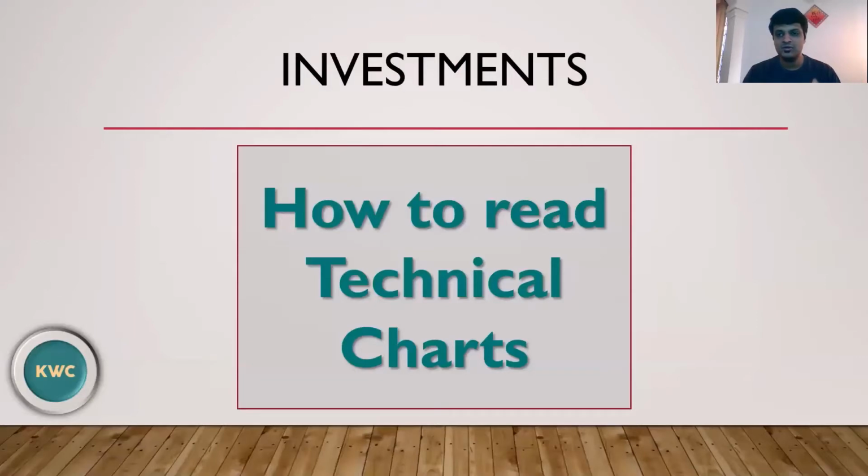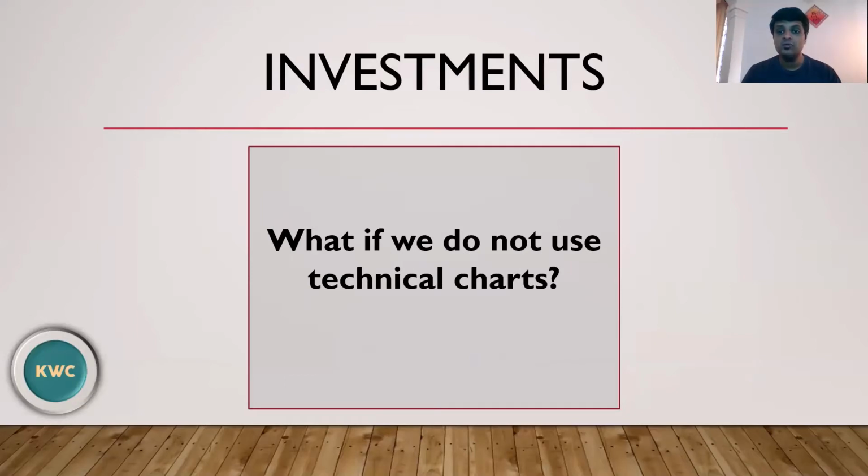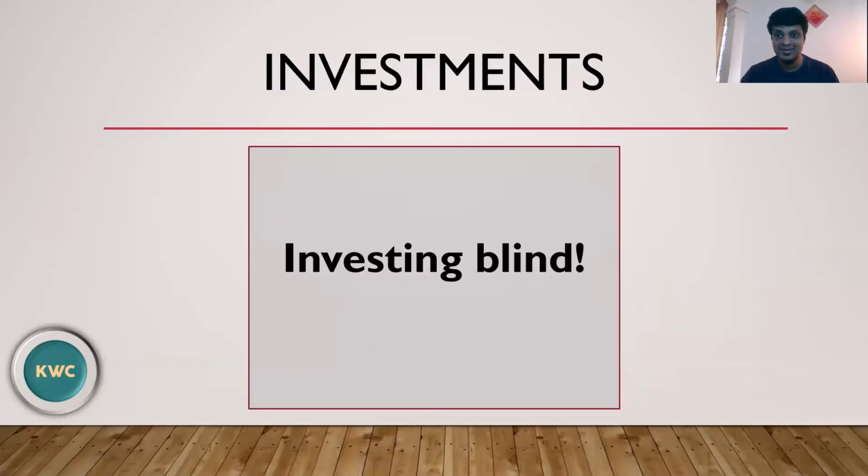So now we're going into part two of how to read technical charts. Okay. So what did we cover last time? We found out that technical charts are needed to find winning stocks, whether to buy or sell. What are the stocks that we should get in? What is the price to enter the stock, whether we're buying it or selling it, and what's the price to exit the stock, regardless of whether we are buying or selling it. We also found out what do we do if we do not use technical charts. Well, the answer is that we are investing blind, and so it's important that we use technical charts.